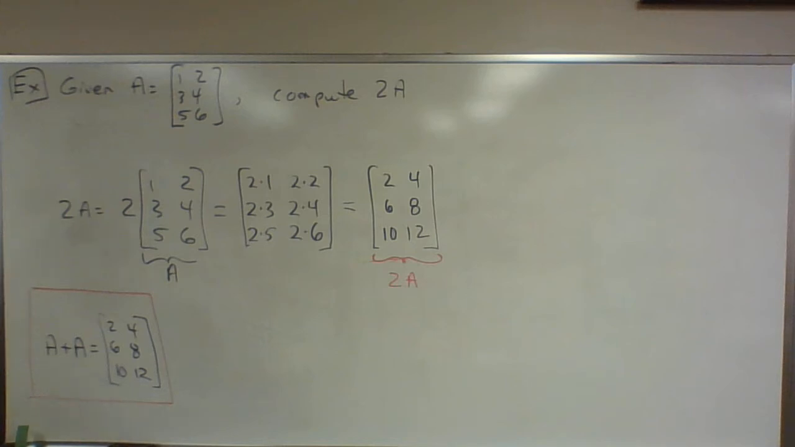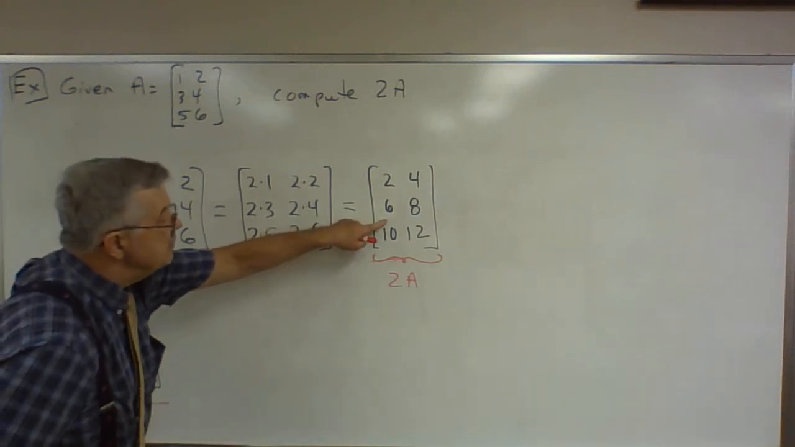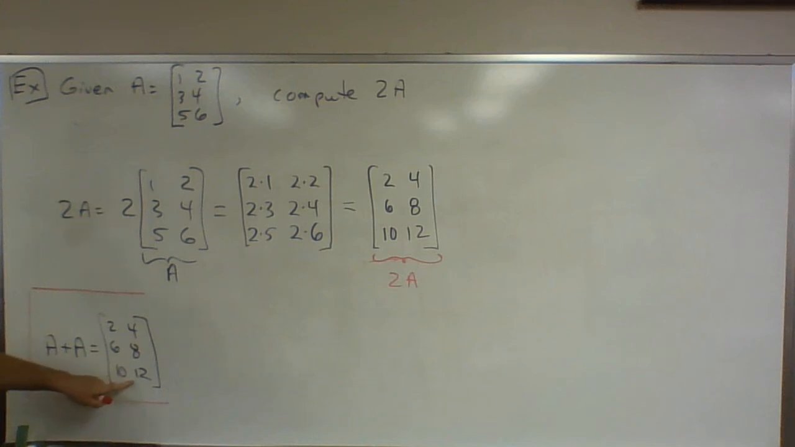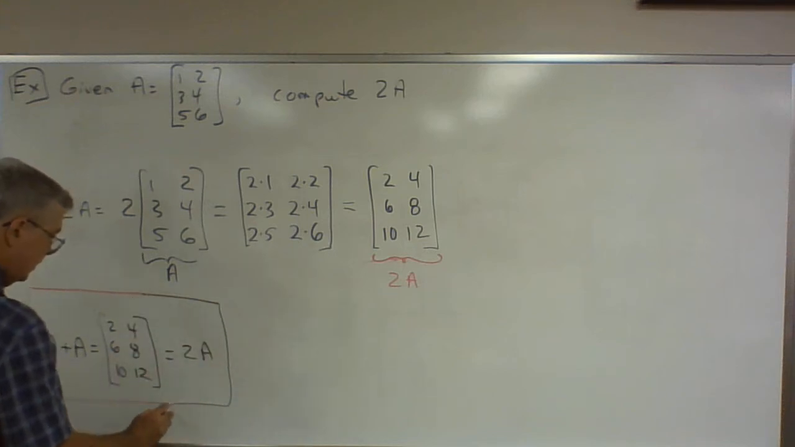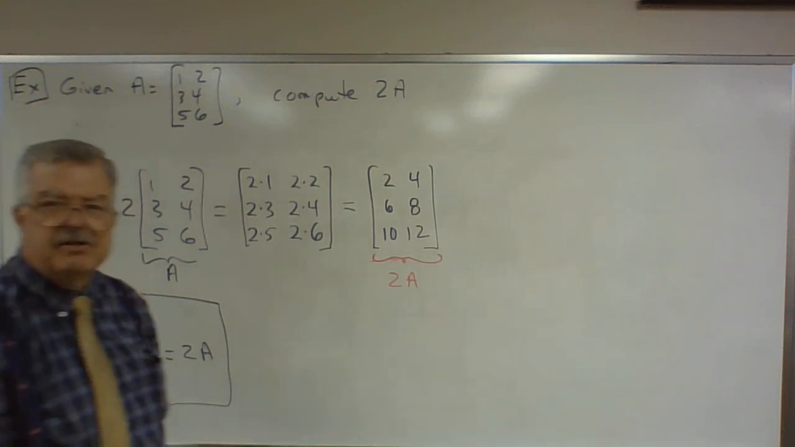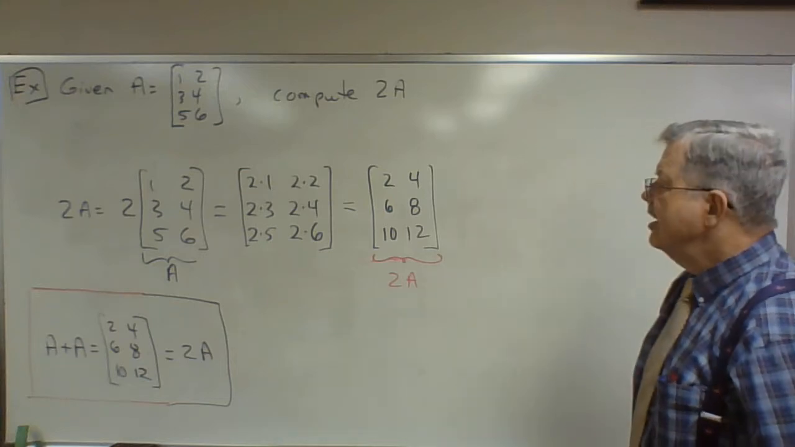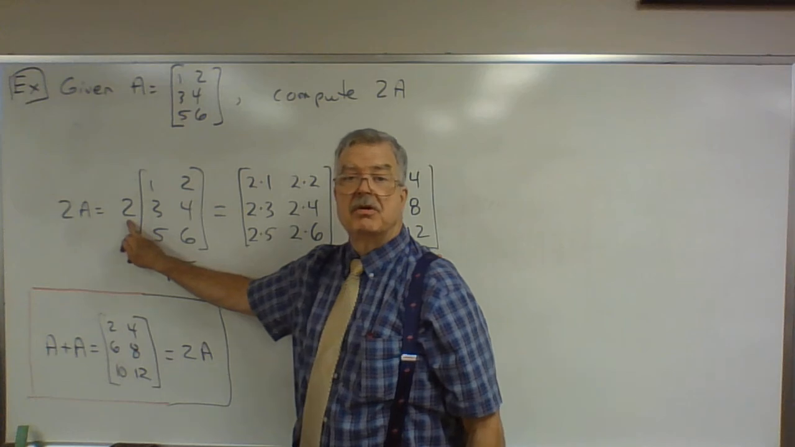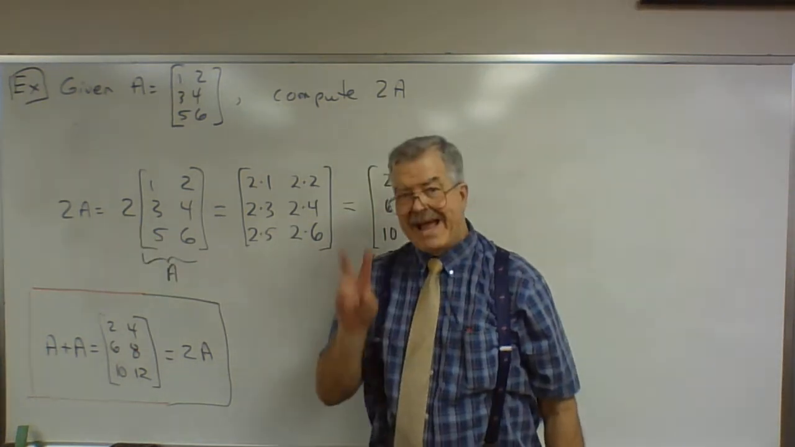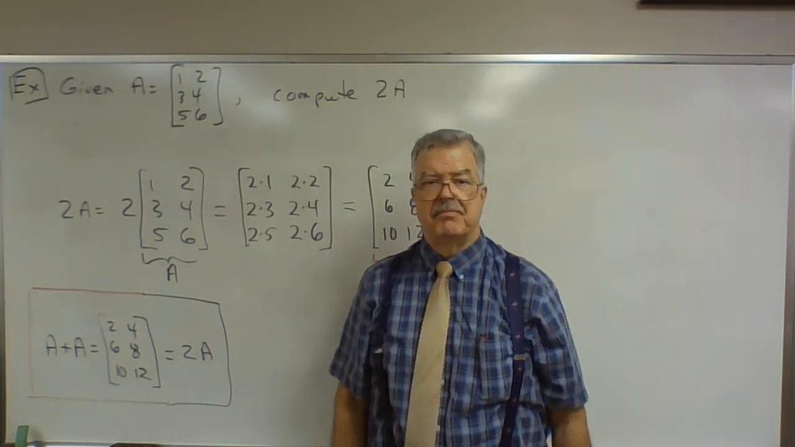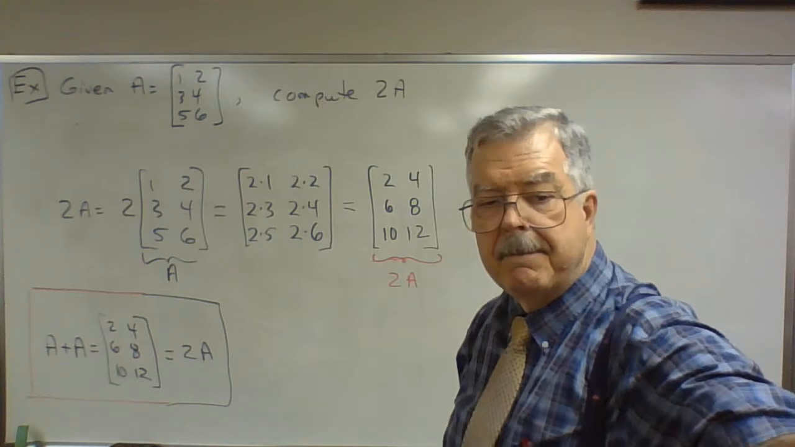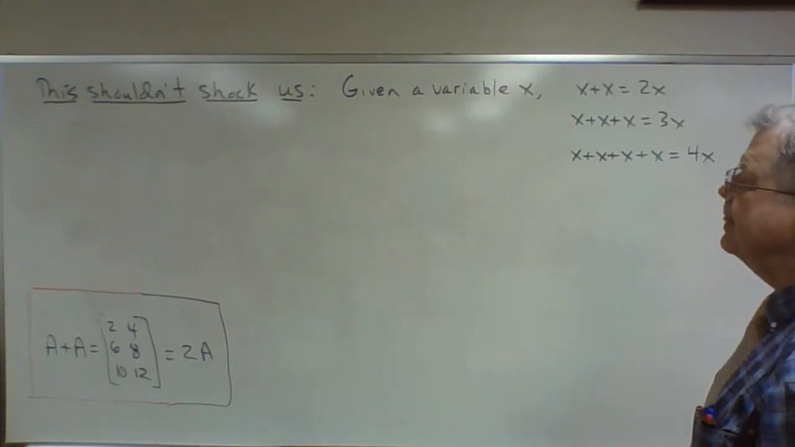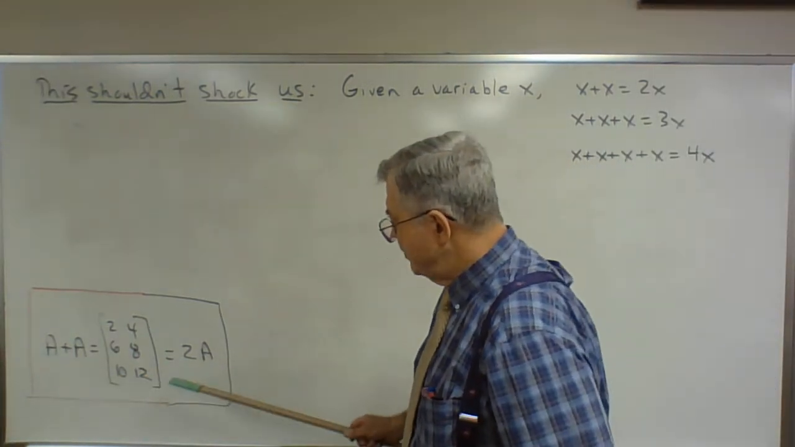And to our amazement, this is the same matrix as this. This is A plus A, and this is the matrix 2 times A. They are one and exactly the same thing. So if we take a matrix and multiply it by a whole number like 2, what are we really doing? We're adding the matrix to itself twice, A plus A. Should this shock us? Well, let's see. This shouldn't shock us. We added matrix A to matrix A, and we got 2A.